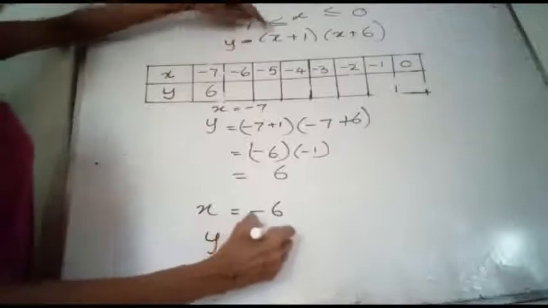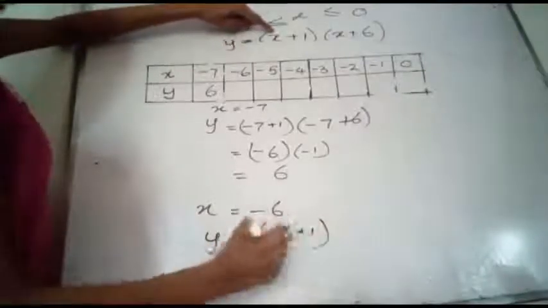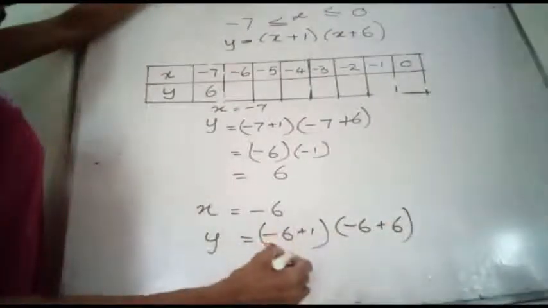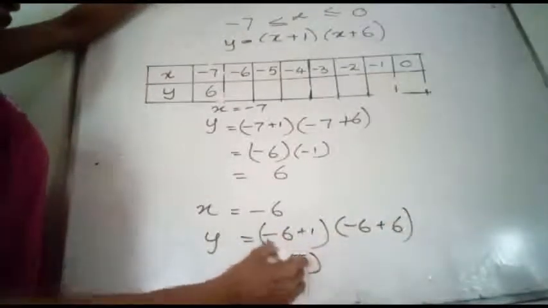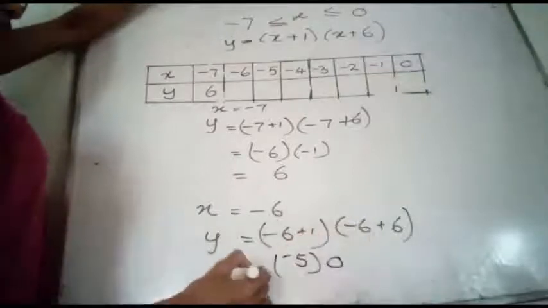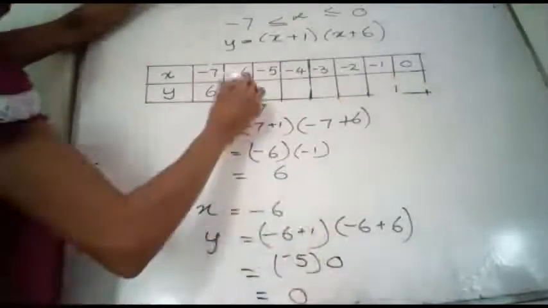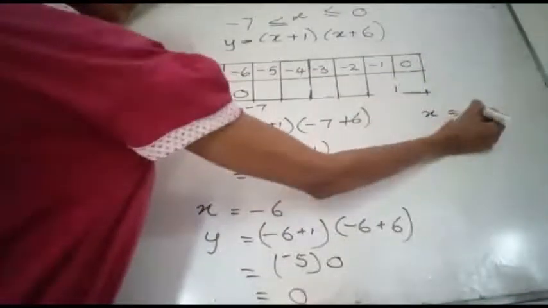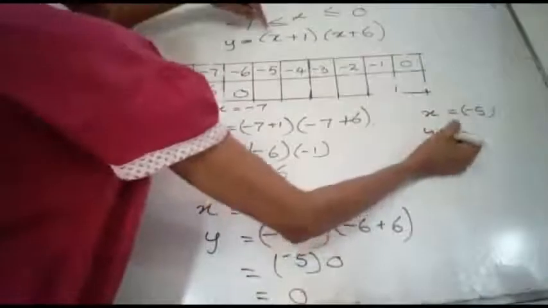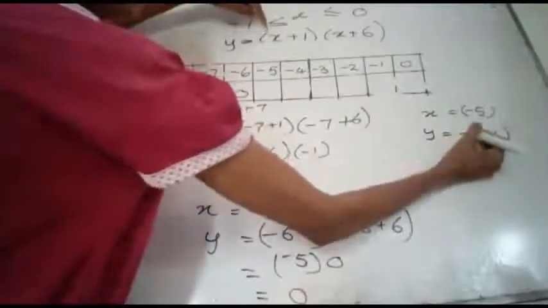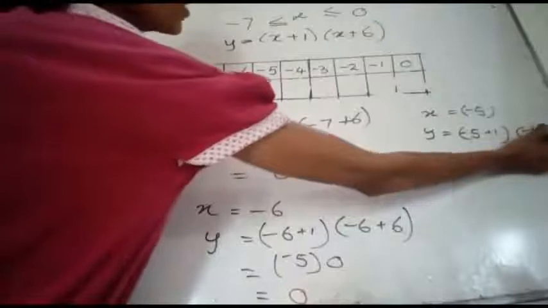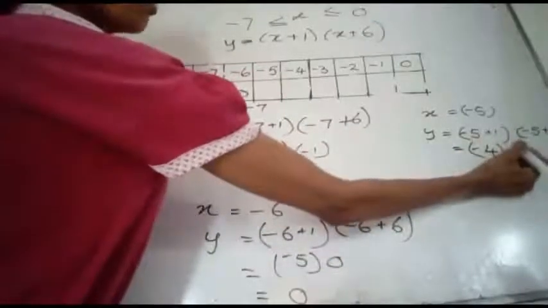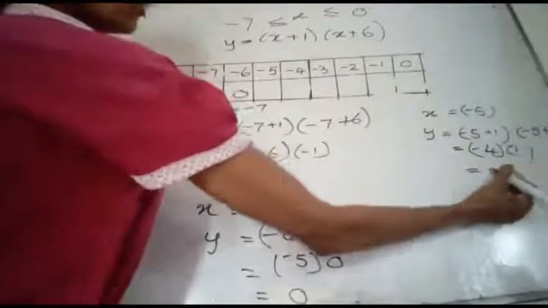When x is negative 6, y equals (negative 6 plus 1) times (negative 6 plus 6). Negative 6 plus 1 is negative 5, and negative 6 plus 6 is 0, so negative 5 times 0 is 0. When x is negative 5, y equals (negative 5 plus 1)(negative 5 plus 6), which is negative 4 times positive 1, negative 4.